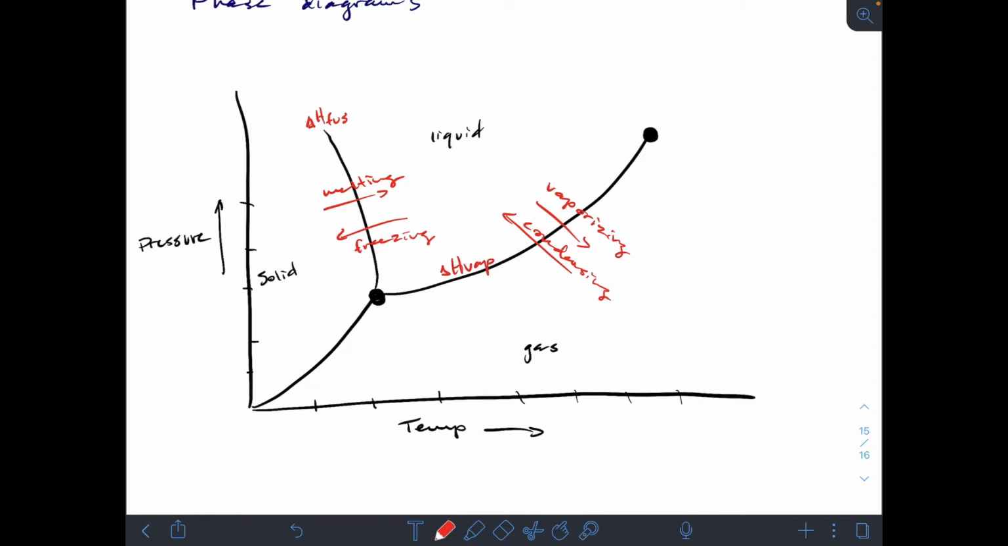We can have the same sort of transitions between solid and gas. If I'm going solid straight to gas, it's called sublimating. And if we're going from gas straight to solid, it's called deposition. That particular line is represented by delta H sublimation, delta H sub. So we can use the phase diagram to talk about what happens during a transition.